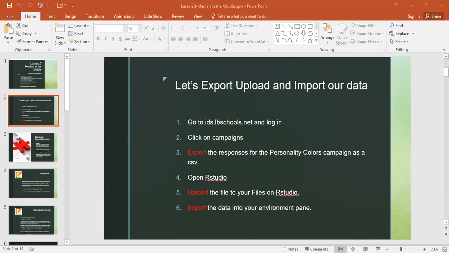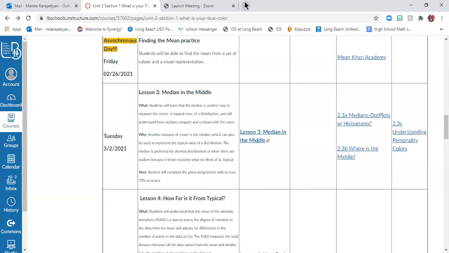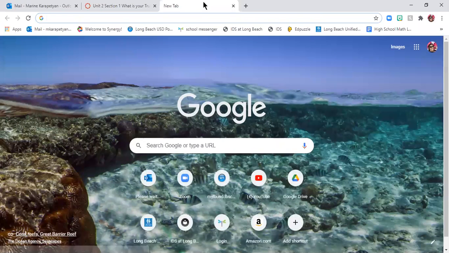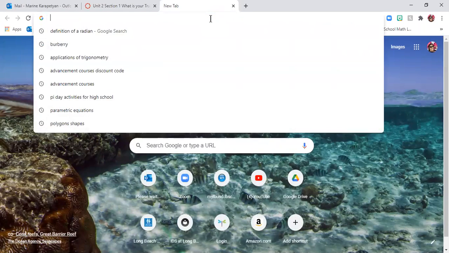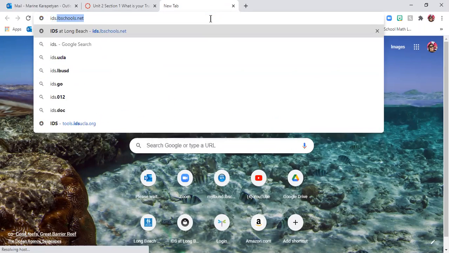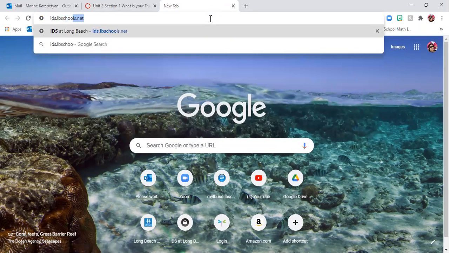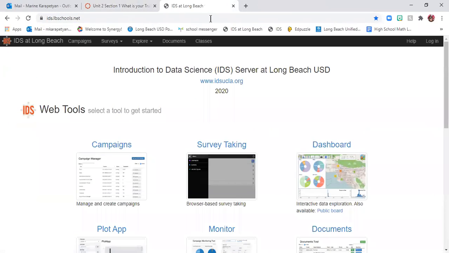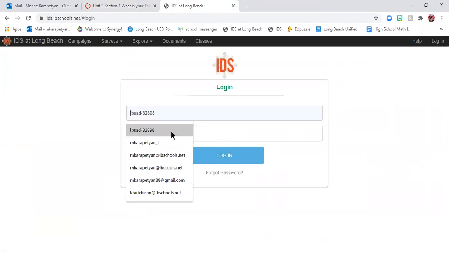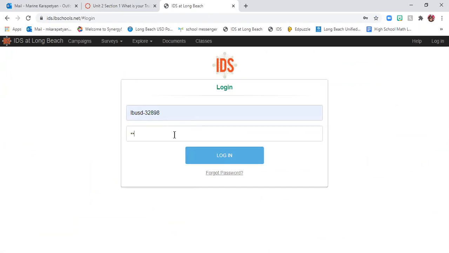You're going to watch me do it. If you know how to do it, you can just do it on your own here, and no one is going to be mad at you for that. So first we're going to go to ids.lbschools.net. Notice I did not Google search it. I did not click on a random link. We want to make sure we're on ids.lbschools.net. First I'm going to log in, because that's what I need to do to access.